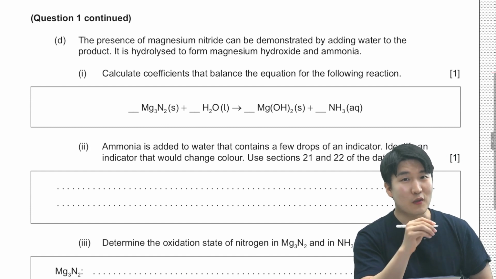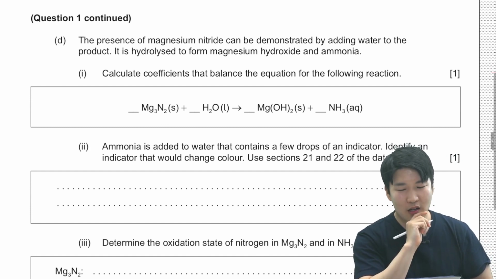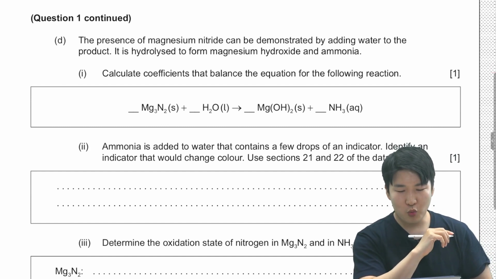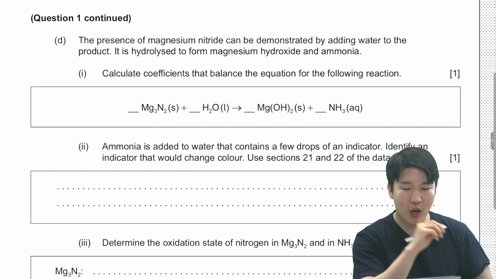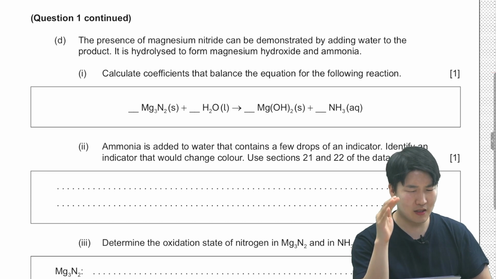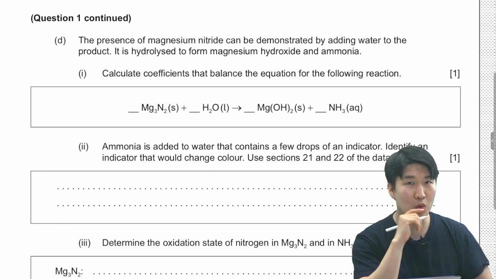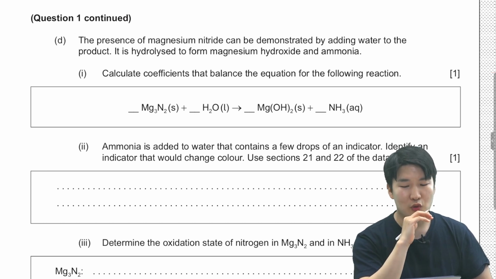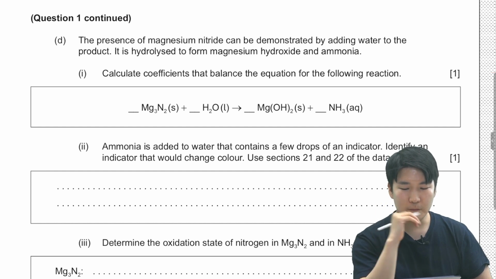A long question. We're continuing question 1 with magnesium nitride formed, where we're going to react it with water to form magnesium hydroxide and ammonia. Okay, we're going to produce alkaline magnesium hydroxide and weak base ammonia.